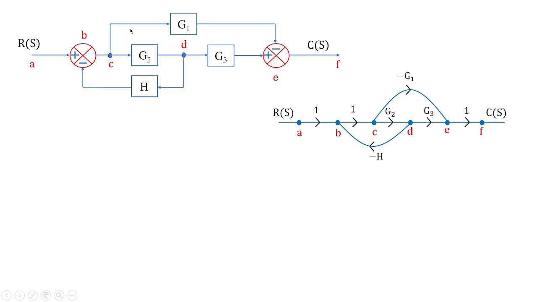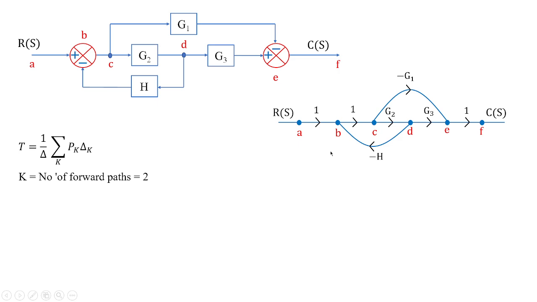So the input is R(s), the output is C(s). Now Mason's gain formula is given by 1 by delta, sigma of Pk delta k. We have seen already what Pk and delta k are, where k represents the number of forward paths. So we have here two forward paths. What are those two forward paths from input to output?